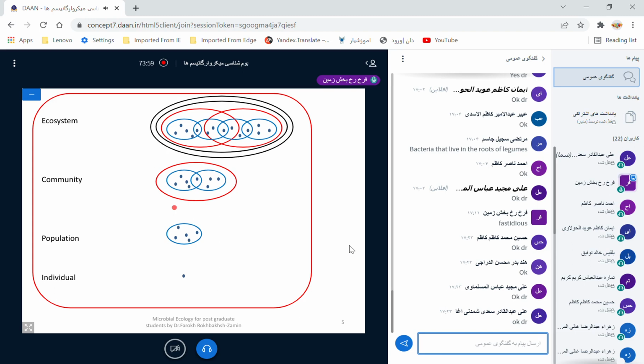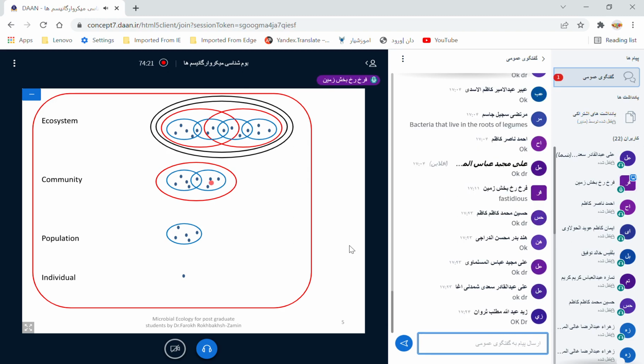If there are two different populations, for example, blue dots and green dots, it is a community. Two different ones, for example, Paramecium and Didinium. Paramecium is eaten by the Didinium. Didinium is the predator of Paramecium. It is a community. If at least we have two communities together, we have the simplest ecosystem.